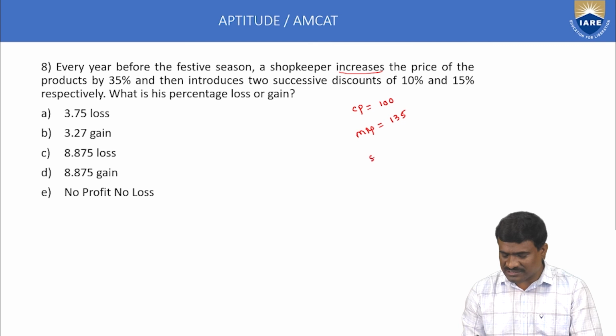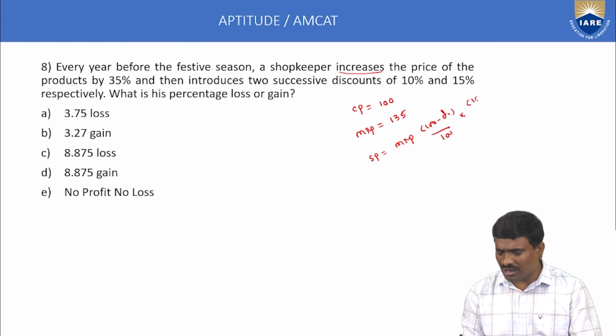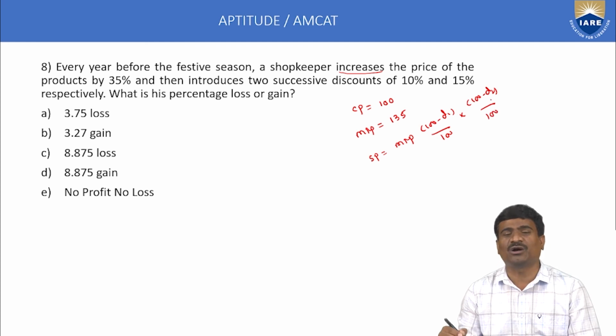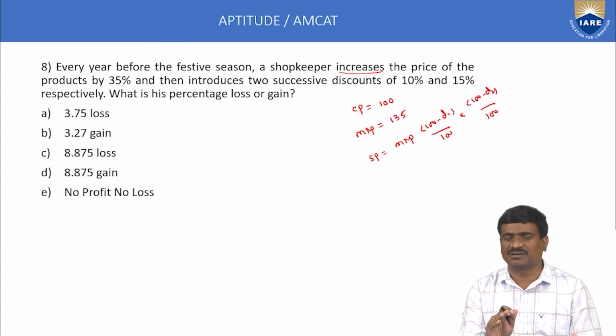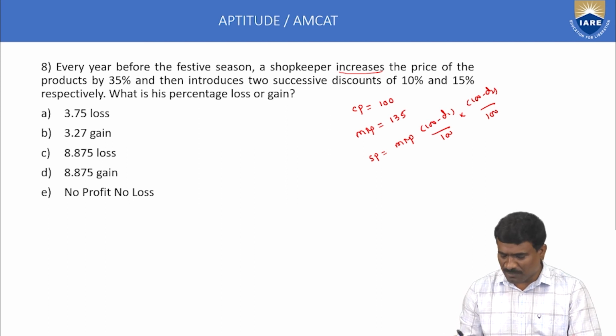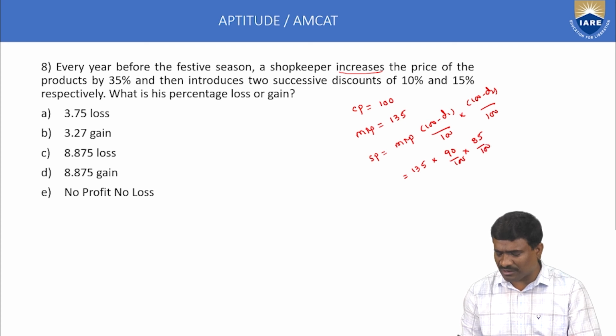Next, the relation between MRP, selling price and two discounts: selling price is equal to MRP into (100 minus D1) by 100 into (100 minus D2) by 100, where D1 and D2 are the successive discounts. Here MRP is equal to 135, D1 is equal to 10, so 90 by 100, D2 is equal to 15, so 85 by 100.